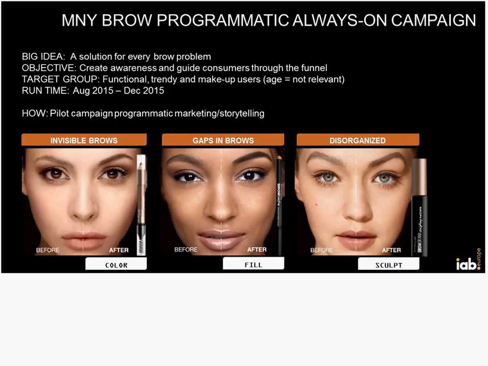And then go to the objectives of the campaign. The big idea is that because we have multiple products for your brow, we wanted to show that we have a solution for every brow problem. The objective was to go full funnel, so build from awareness to consideration and pull them in the funnel towards a buy, but Joel will explain more about that.